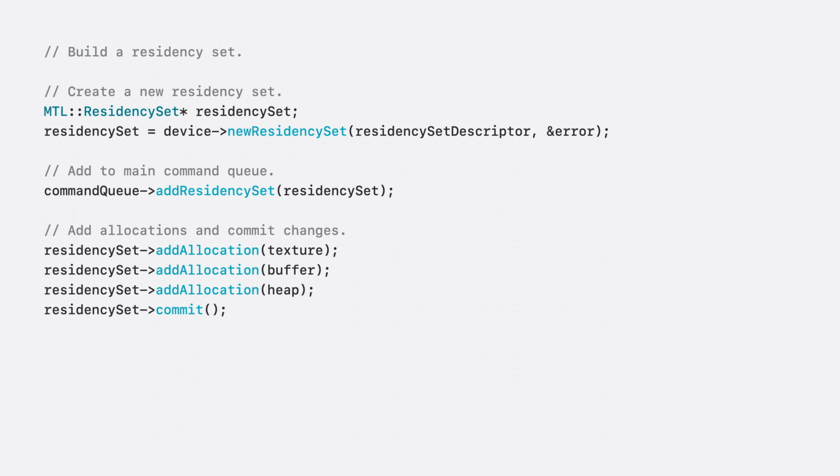Using residency sets is easy. First, you create a new Metal residency set instance from your Metal device. You then add the residency set to a command queue. This automatically flags residency for everything in the set when you commit work to the queue. You can also associate residency sets to individual command buffers. Next, add the allocations that your game requires, like textures, buffers, and even entire heaps. Once you're done, commit your changes to the residency set.